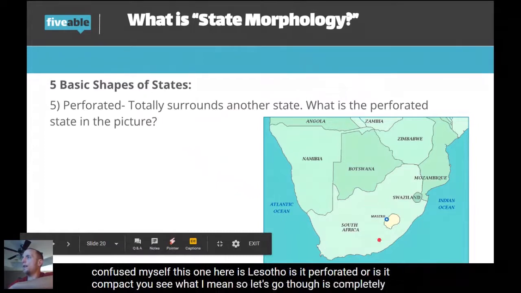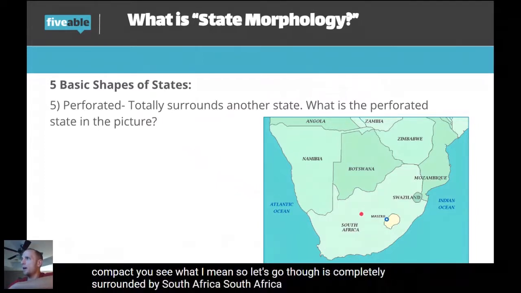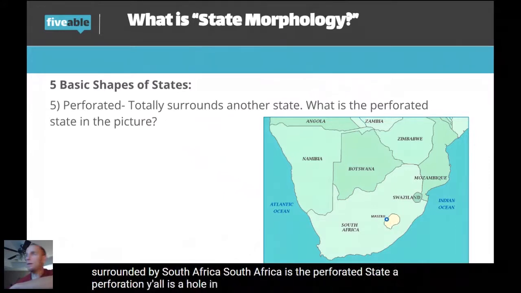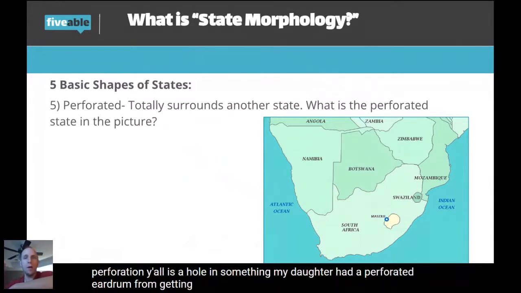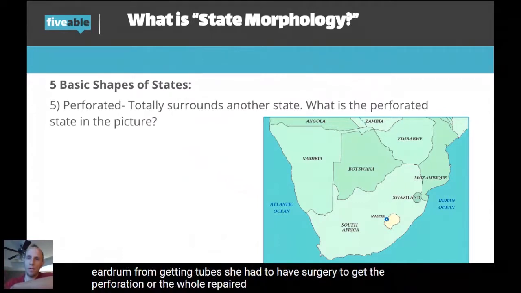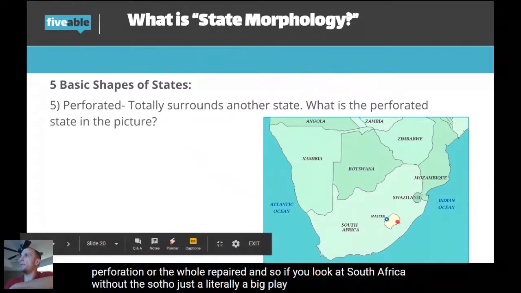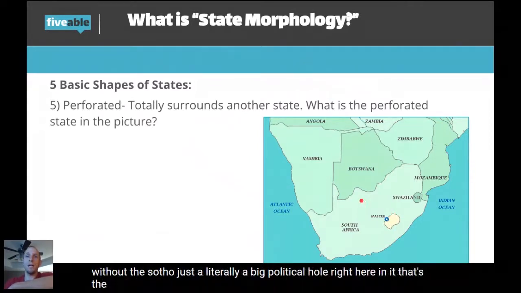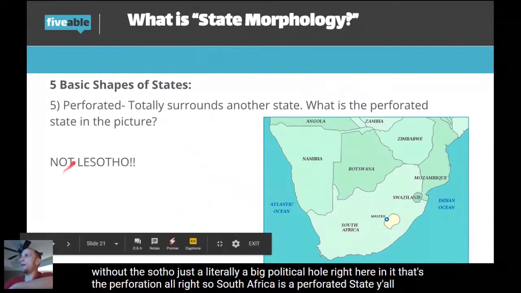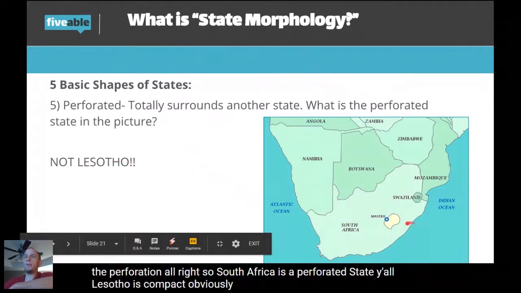So Lesotho is completely surrounded by South Africa. South Africa is the perforated state. A perforation, y'all, is a hole in something. My daughter had a perforated eardrum from getting tubes. She had to have surgery to get the perforation or the hole repaired. And so if you look at South Africa without Lesotho, there's literally a big political hole right here in it. That's the perforation. All right. So South Africa is a perforated state. Y'all, Lesotho is compact. Obviously, it's perfectly round.